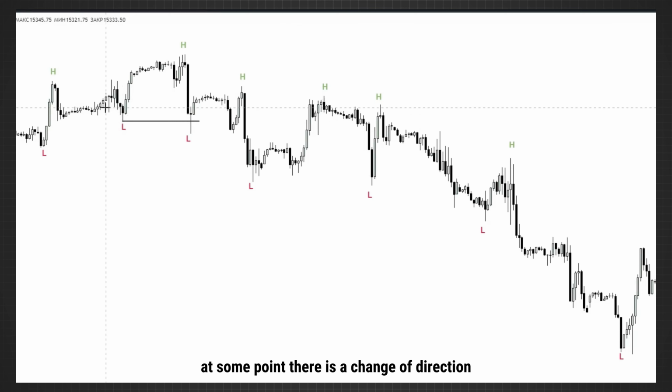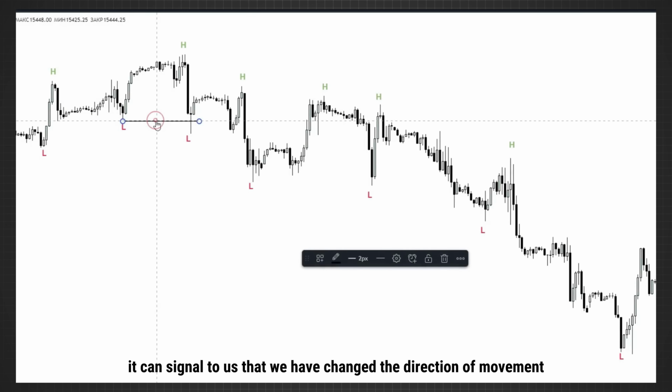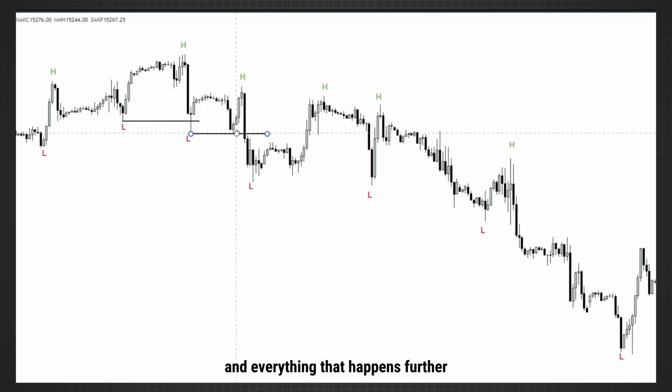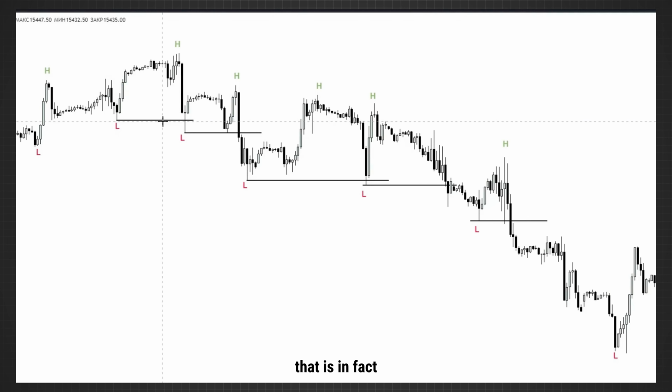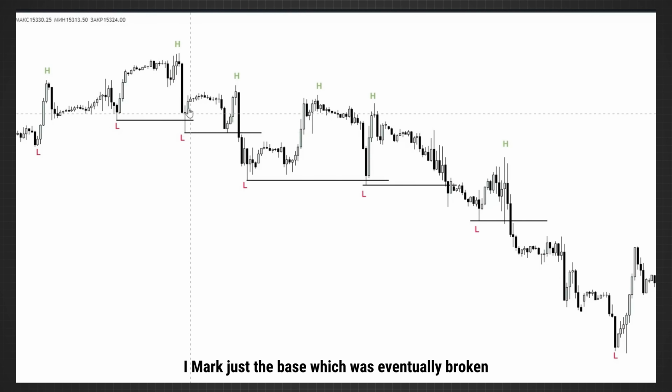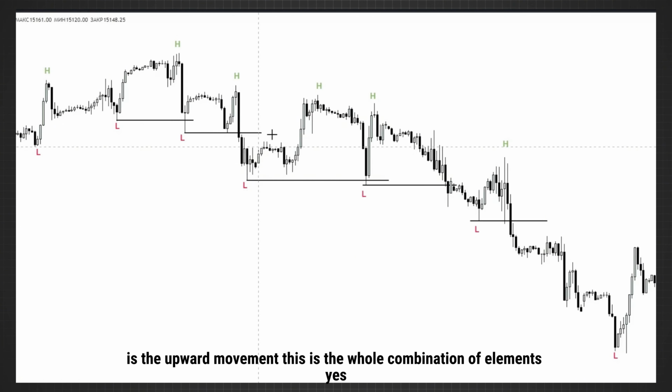At some point, there is a change of direction, a potential shift. But in order to do this, we need to identify the important points, which are really, if they break through, it can signal to us that we have changed the direction of movement. And everything that happens further is just a blunt breakthrough of the constant base. That is, in fact, with these straight lines, I mark just the base, which was eventually broken. And all that we have started after this change of structure is the upward movement.